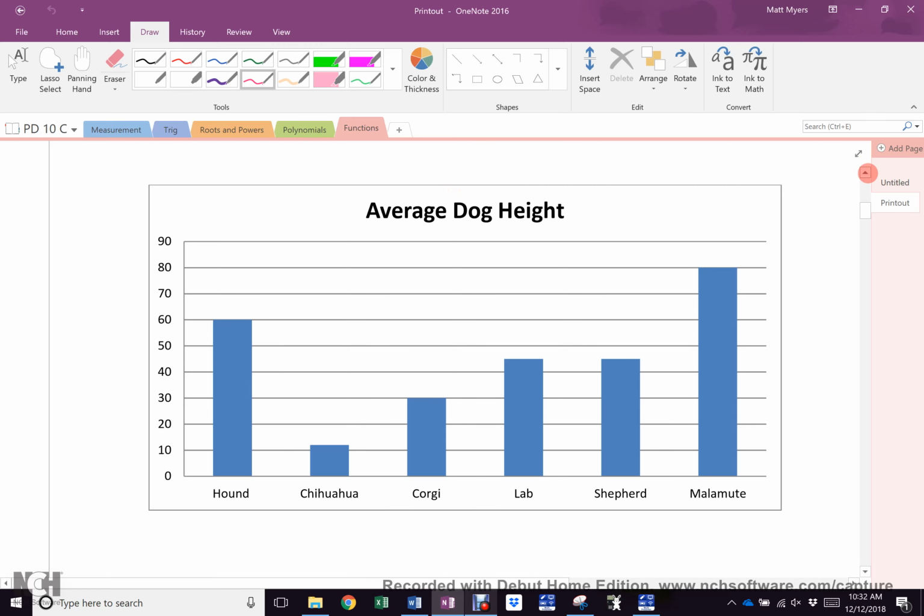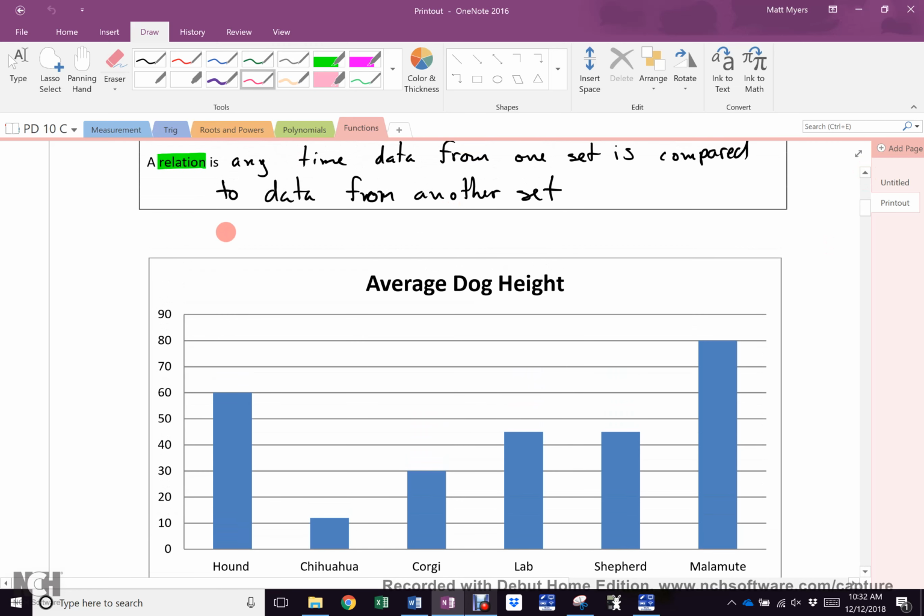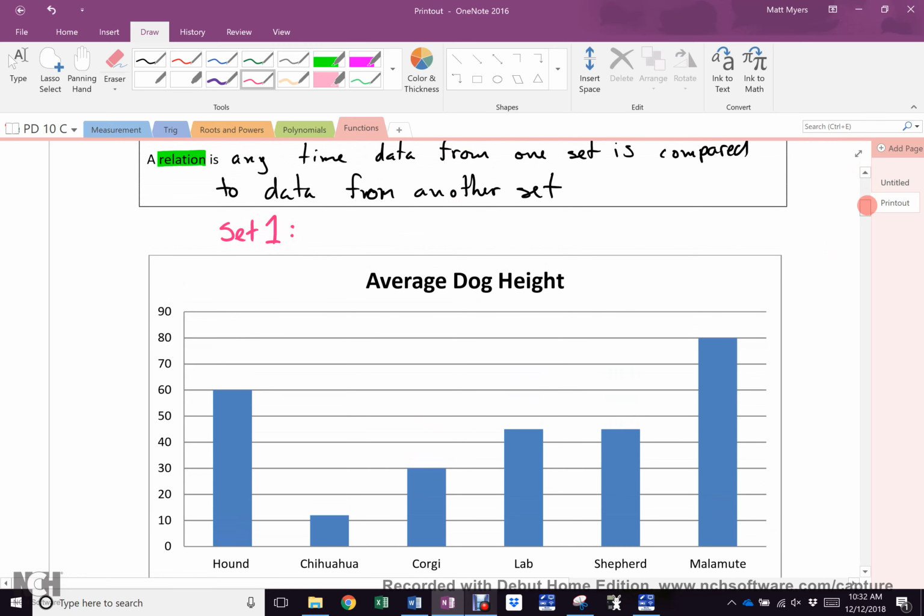In this graph that we have right here, what is set 1? Set 1 is types of dog. That's the set. Now, what are the elements of the set?